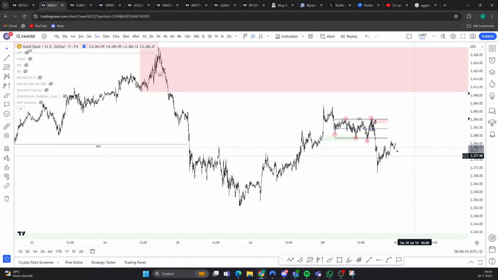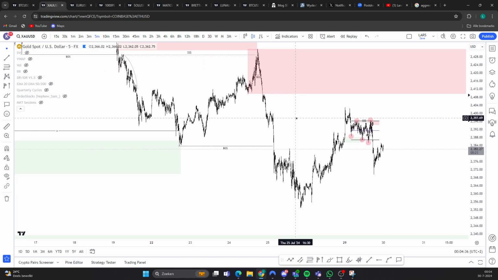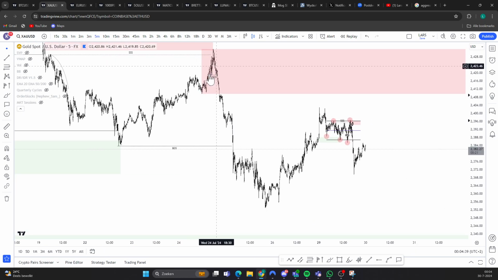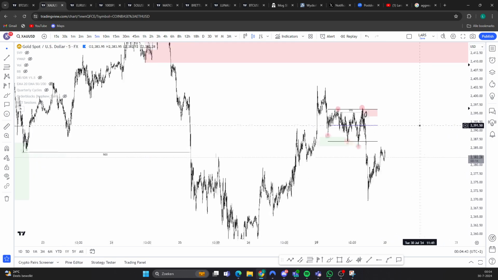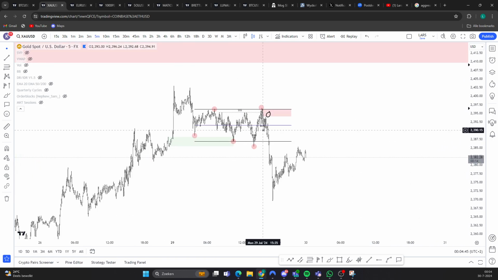Well, overall, we were bearish because we're in this massive distribution, right? But I still have the short open from right here. So that distribution is covered, okay? That distribution is covered. But that's what happened today on gold.